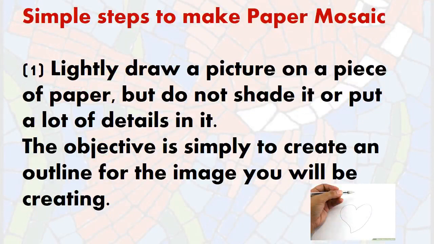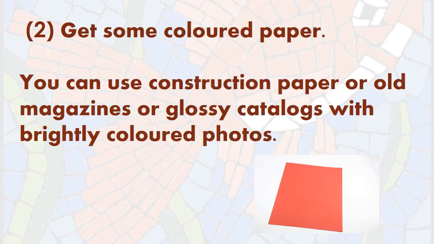First, lightly draw a picture on a piece of paper, but do not shade it or put a lot of details in it. The objective is simply to create an outline for the image you will be creating. Step 2. Get some colored paper. You can use construction paper or old magazines or glossy catalogs with brightly colored photos.